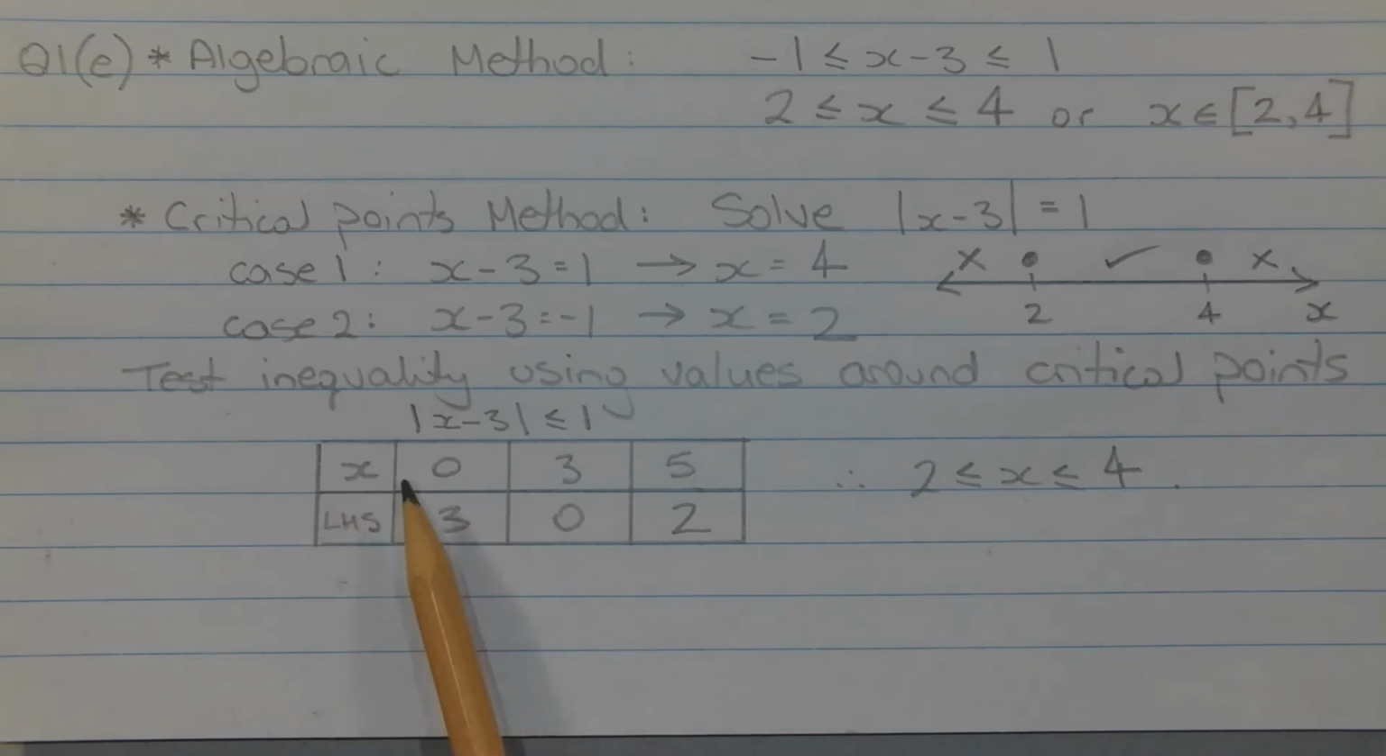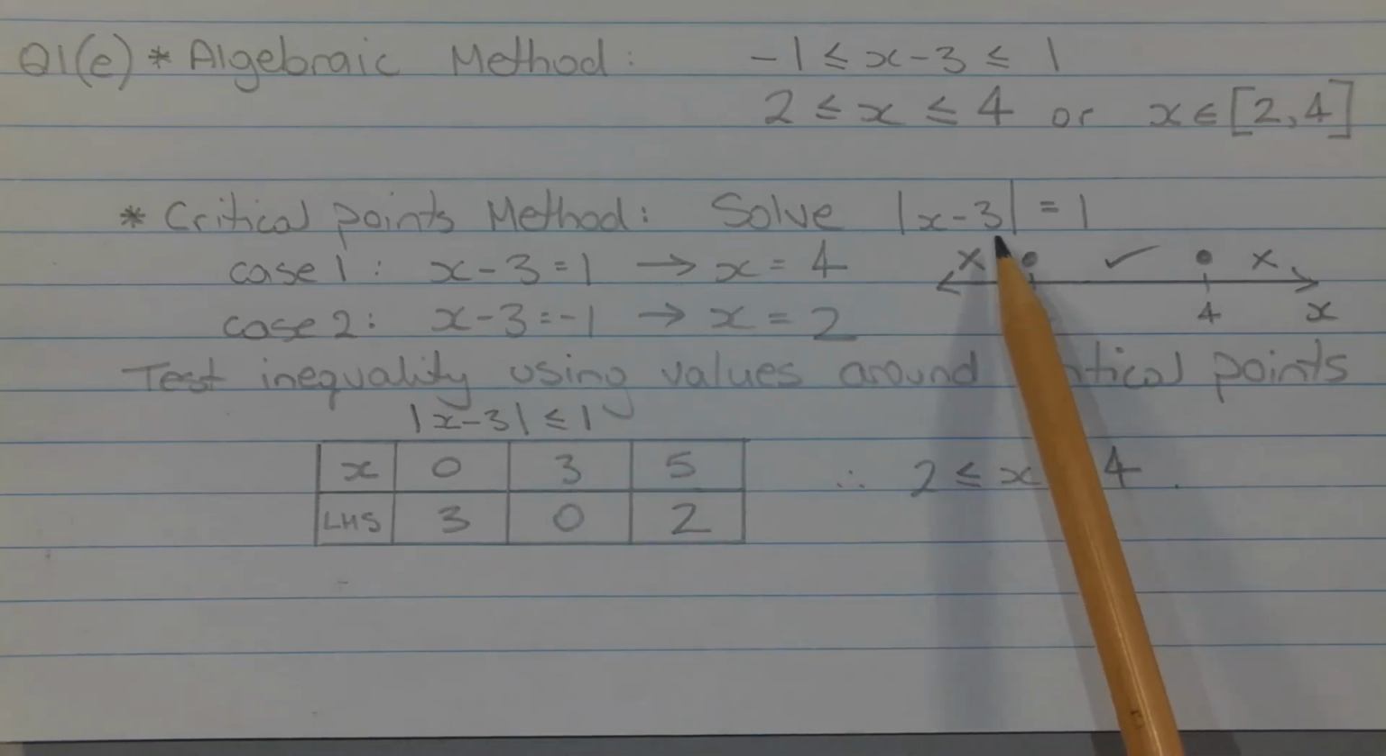So testing x equals 0 by substituting 0 into the left-hand side of the inequality, we have the absolute value of 0 minus 3. And the absolute value of 0 minus 3 is equal to the absolute value of negative 3. And the absolute value will turn that negative 3 into a positive 3. And 3 is not less than or equal to 1, hence it's false. And I've shown that with a cross on this part of the number line.